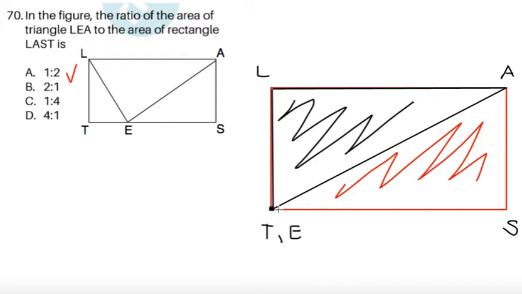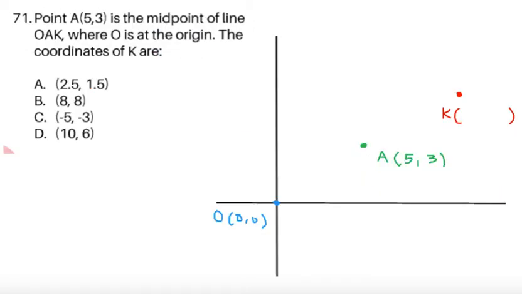Next, for question 71, point A is the midpoint of the line OAK. So I'm just going to connect here OAK.